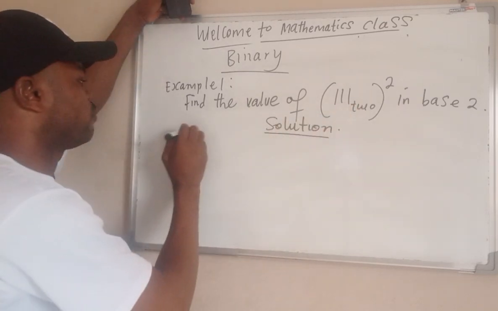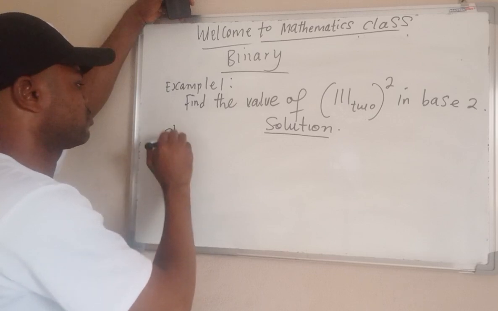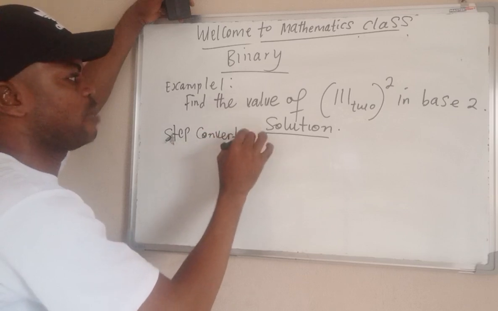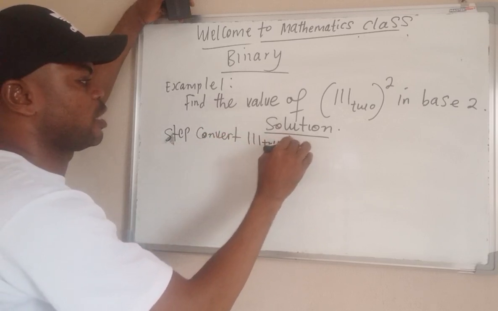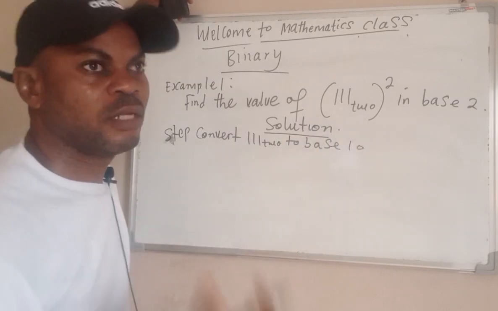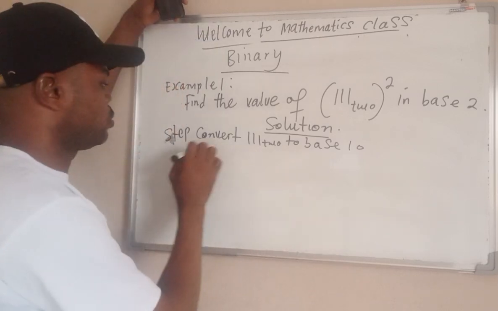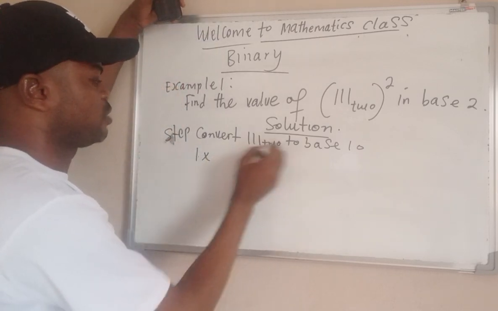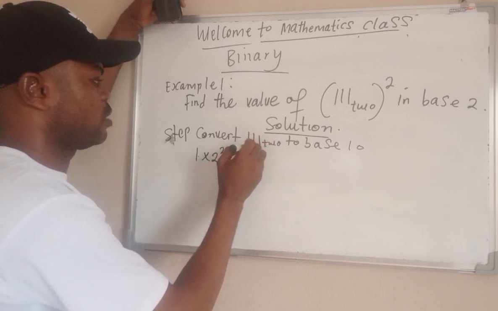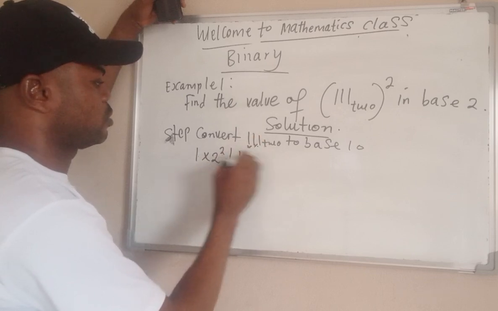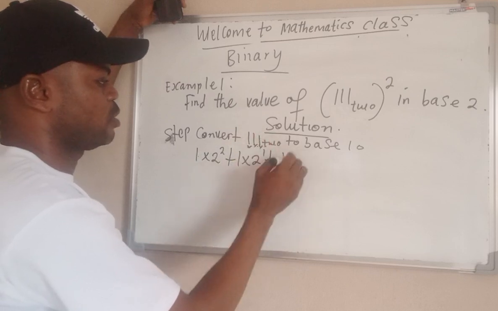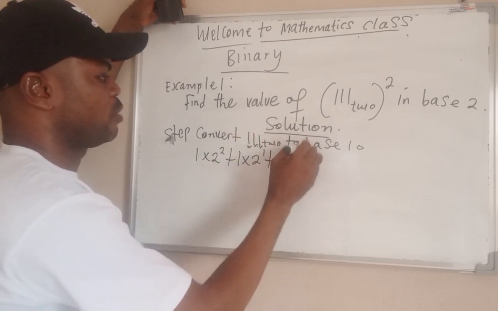Step 1: convert triple 1 base 2 to base 10. You already know how to convert from base 2 to base 10 using the principle of expansion. So we quickly do the expansion, which is 1, the first digit, times the base 2, raised to the power of the digits remaining, which is 2. Plus the next one, which is 1 times the base 2 again, and its power is 1. Plus the last one, 1 times the base 2 again, raised to power 0.